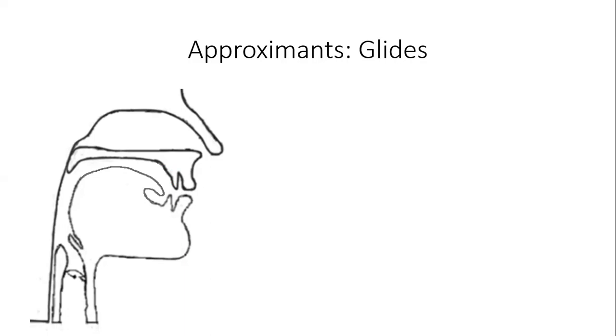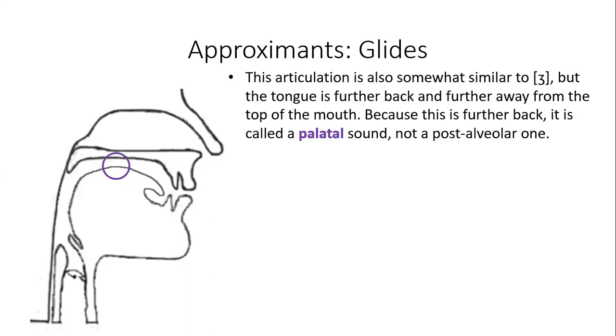But now we're moving into our last class of approximants, the glides. So the 2 liquids are L and R, and now we have 2 glides to talk about. So this one also looks like a little bit, but the tongue is further back, so it's not post-alveolar like a j, and it's also further away from the top of the mouth. Remember, we said with manner of sound, things get further and further away. They get more and more open. So we call this one a palatal sound, not a post-alveolar sound.